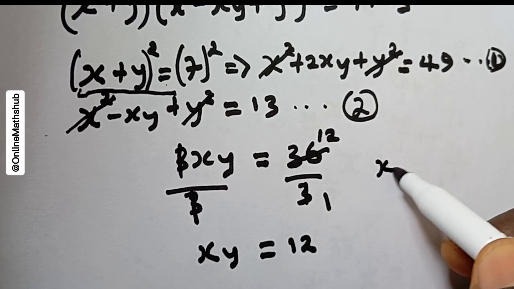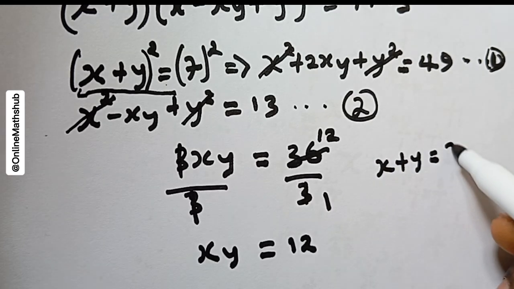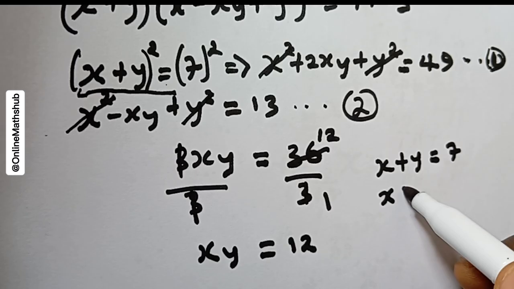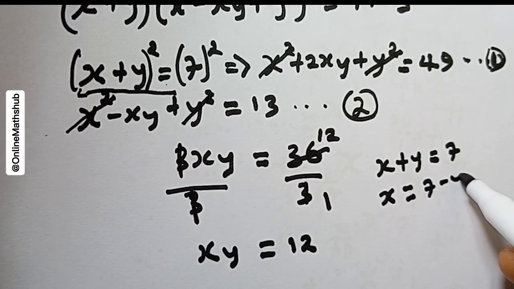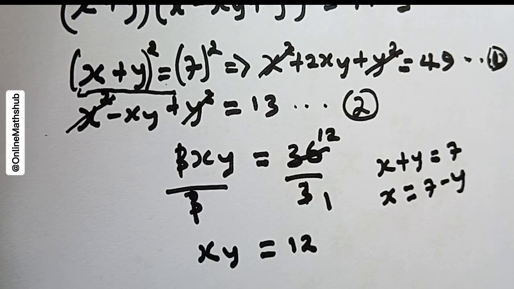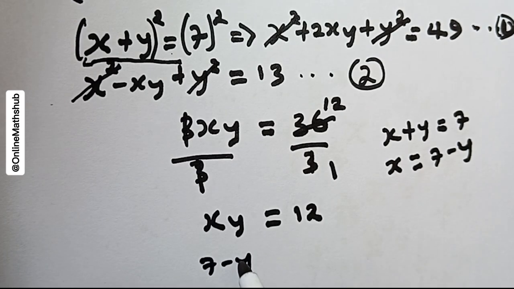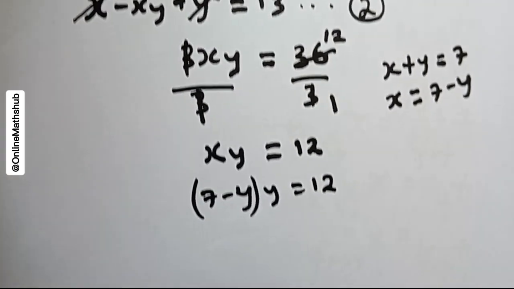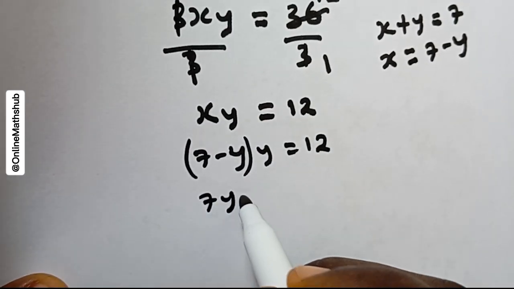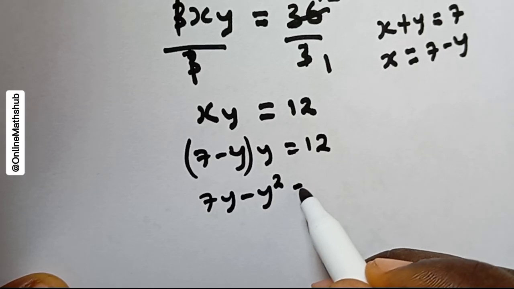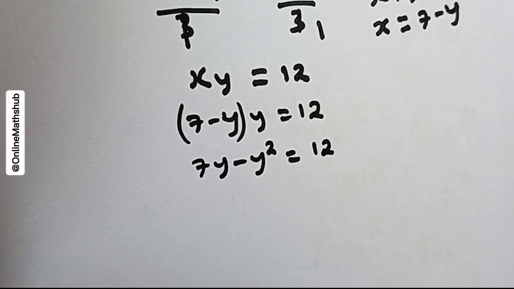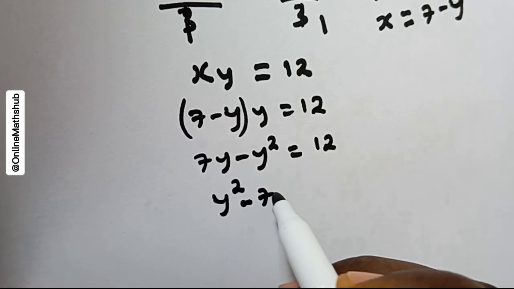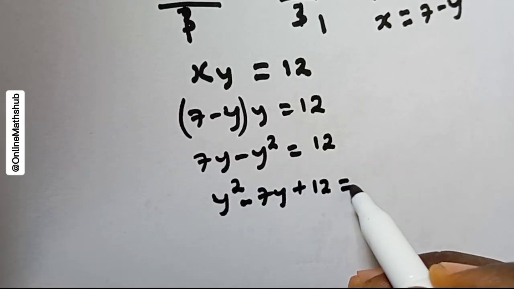But don't forget the equation we had over here. Before we squared it, what we had was x + y equal to 7. So at this point we can actually make either of these variables the subject. If we make x the subject, x will now be equal to 7 − y. If we substitute that here, we're going to have (7 − y) multiplied by y equal to 12. And if we open that bracket, we have 7y − y² equal to 12. When we rewrite that, we have y² − 7y + 12 = 0.